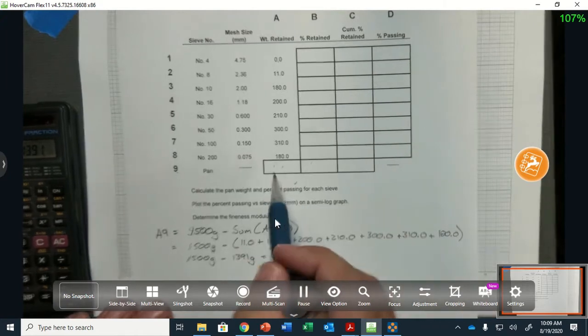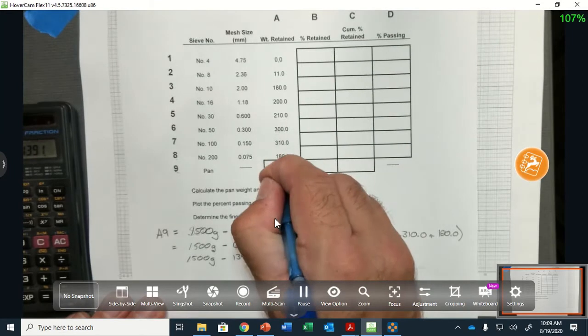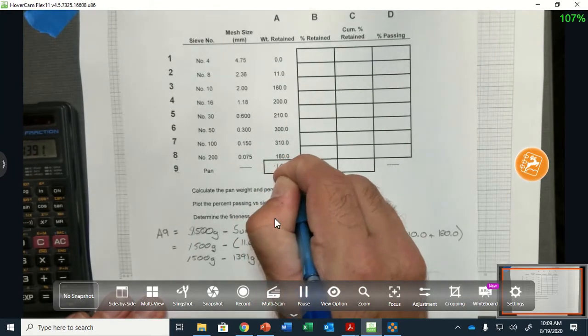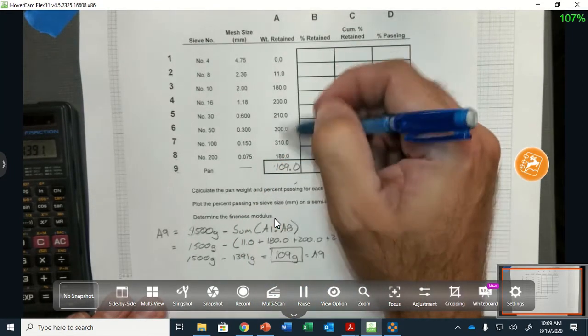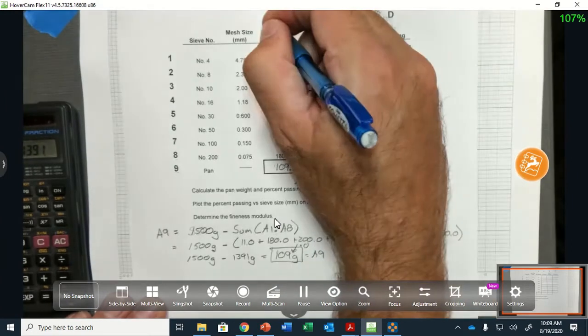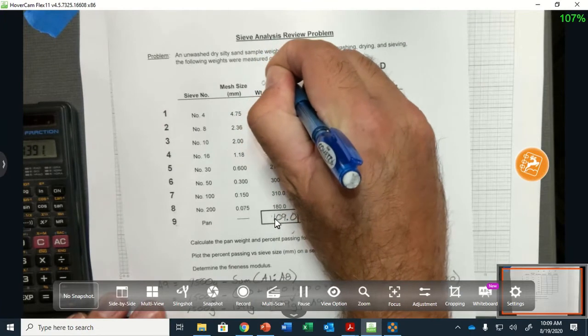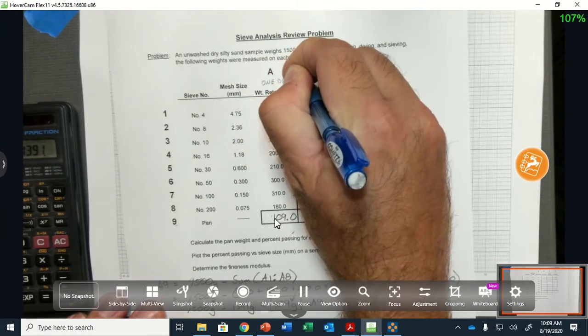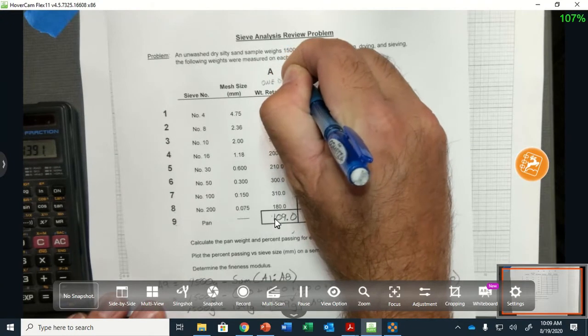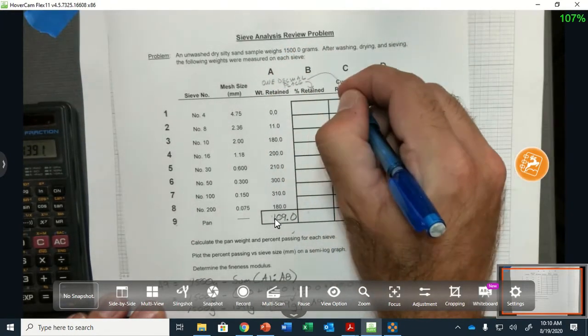So the weight of the fines which we wash down the sink is 109.0. So you notice one decimal place. So I've got to put my 0.0 here. One decimal place. So if I come up here, one decimal place. Okay, so that's for this row and for this row, and we'll talk about the percent passing.